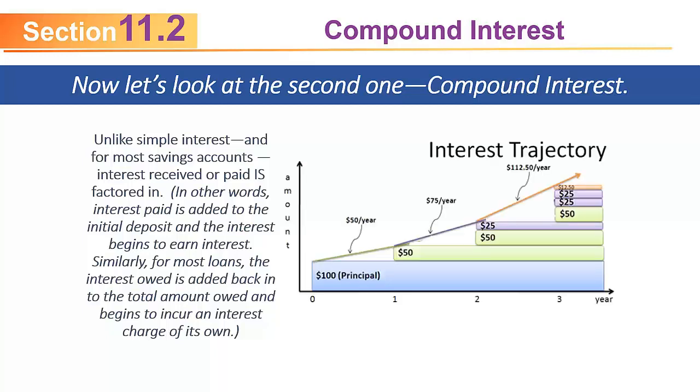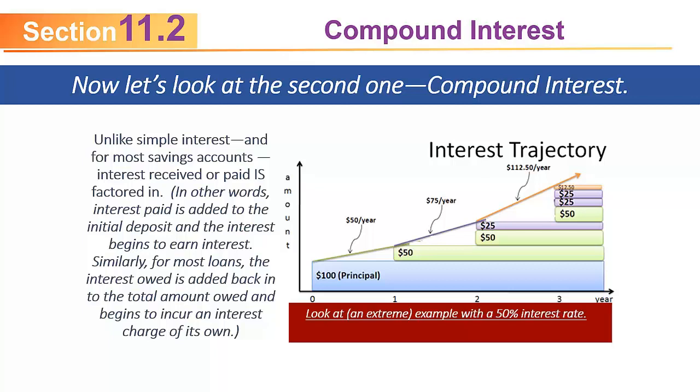For compound interest, this is kind of an extreme example. I did an example with a 50% interest rate for simple interest, but let me take that same example, and it is extreme. Nobody's going to give you a 50% interest rate, but it illustrates the point. We have a simple interest with 50%. I did that last time. I want to take that same $100 principal, same 50% interest, but this time I'm going to let it compound at 50%. Compound interest versus simple interest. You can see what happens.